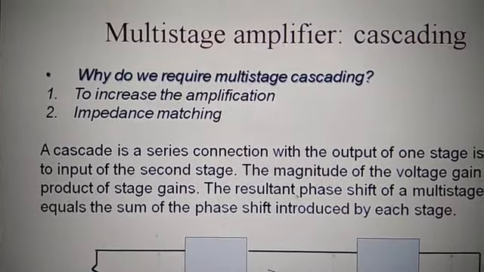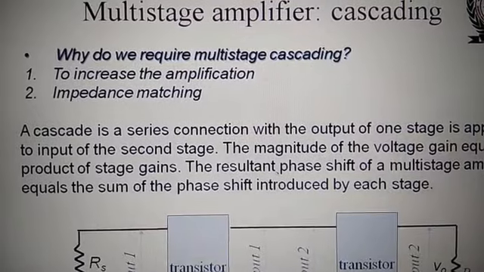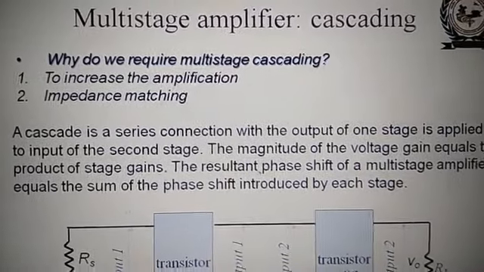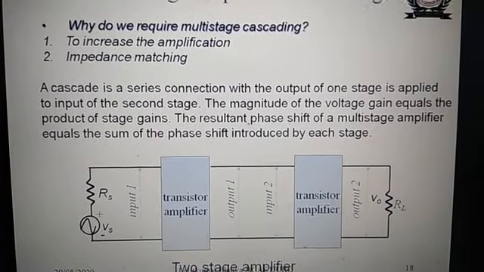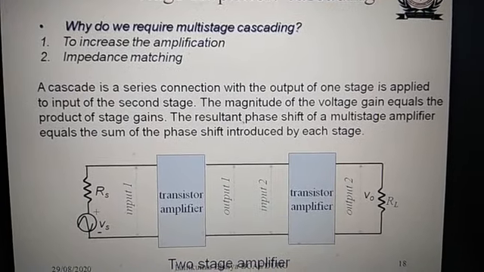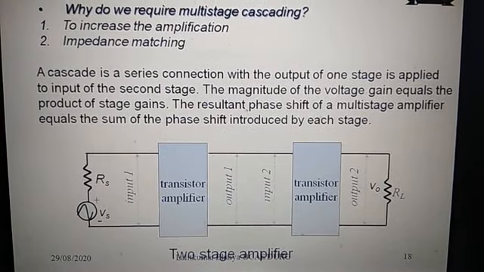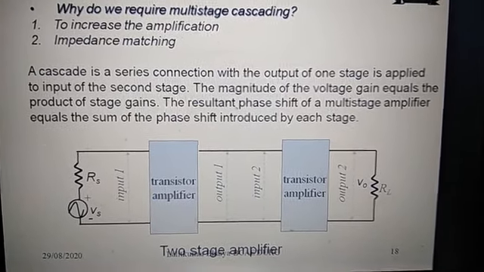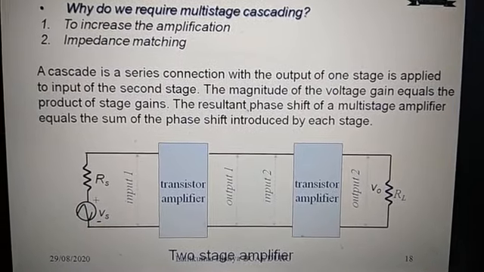Number one, to increase the amplification, and for impedance matching. This is the need for cascading the amplifiers. After one amplifier, we connect another amplifier to increase the low level signal amplification, and to match the impedances between the two stages.